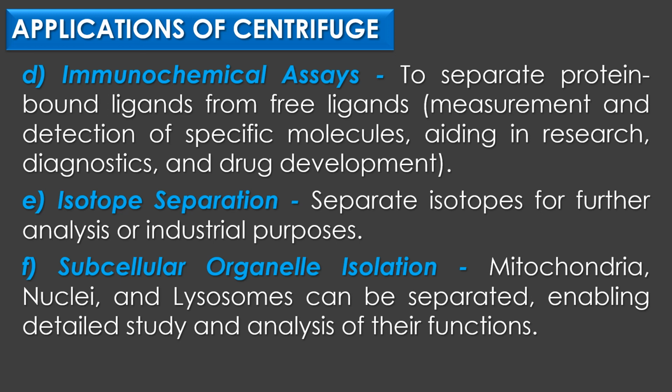The fifth application of the centrifuge is isotope separation. Centrifuges have significant applications in isotope separations, particularly in nuclear industries and scientific research. By utilizing the varying masses of isotopes, centrifugation can effectively separate isotopes for further analysis or industrial purpose.